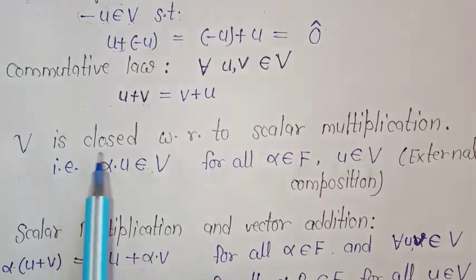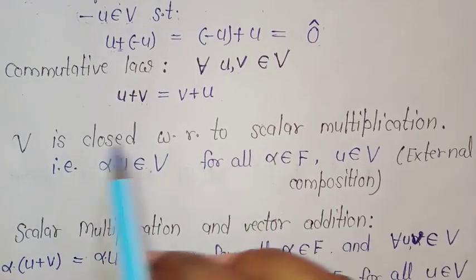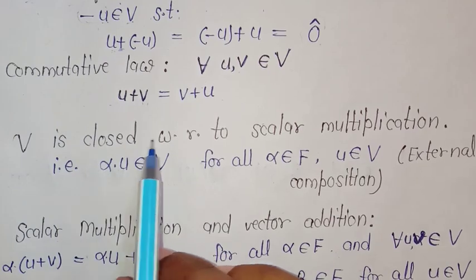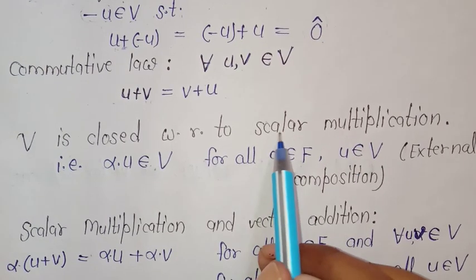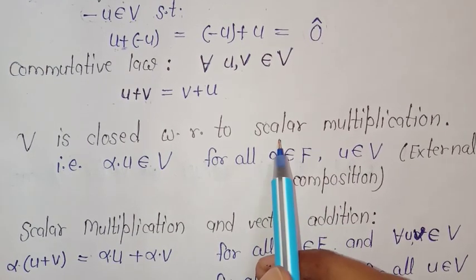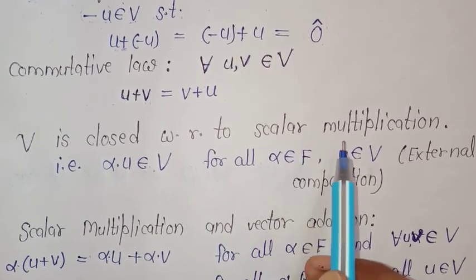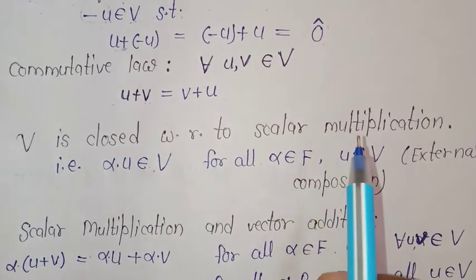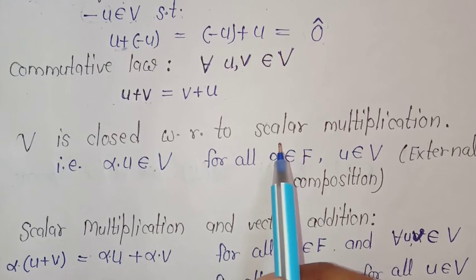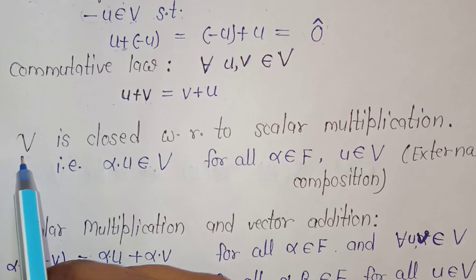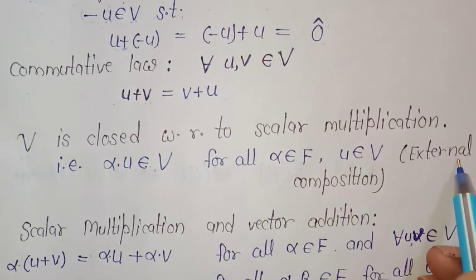So our next property is external composition. In this property we will discuss that V is closed with respect to scalar multiplication. What is scalar multiplication? In case of scalar multiplication, we choose one scalar from the field F and one vector from the vector space V, and take their product, that is, we apply the external composition over those two elements, such that the resultant element will be in V.